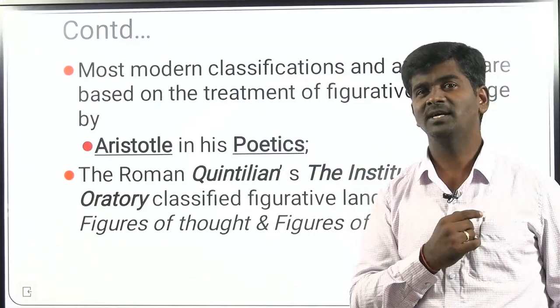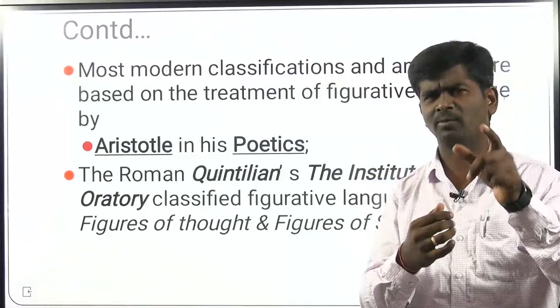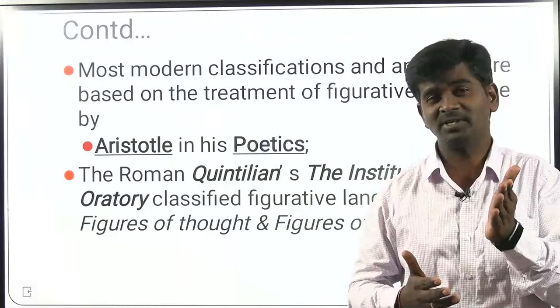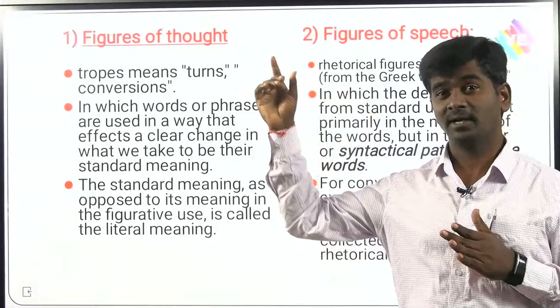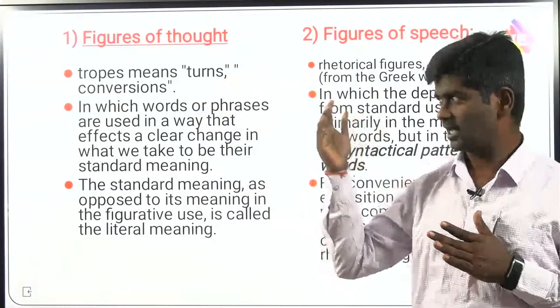This figurative language was first discussed by Aristotle in the book Poetics. The first person who classified figurative language into two, figures of thought and figures of speech, was the Roman Quintilian, in the book The Institutes of Oratory. Figures of thought are also called tropes. Figures of speech are also called rhetorical figures or schemes. And what was the best example I gave you?